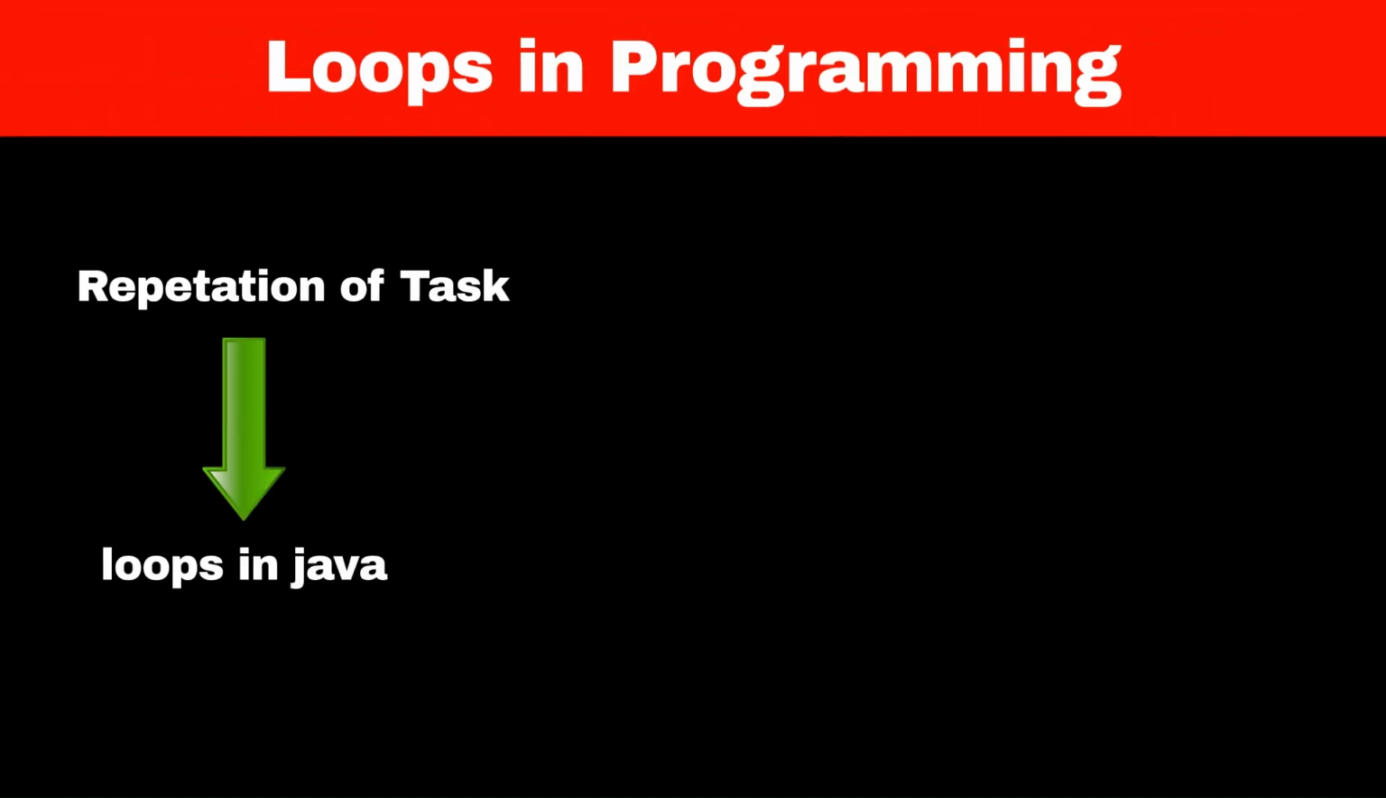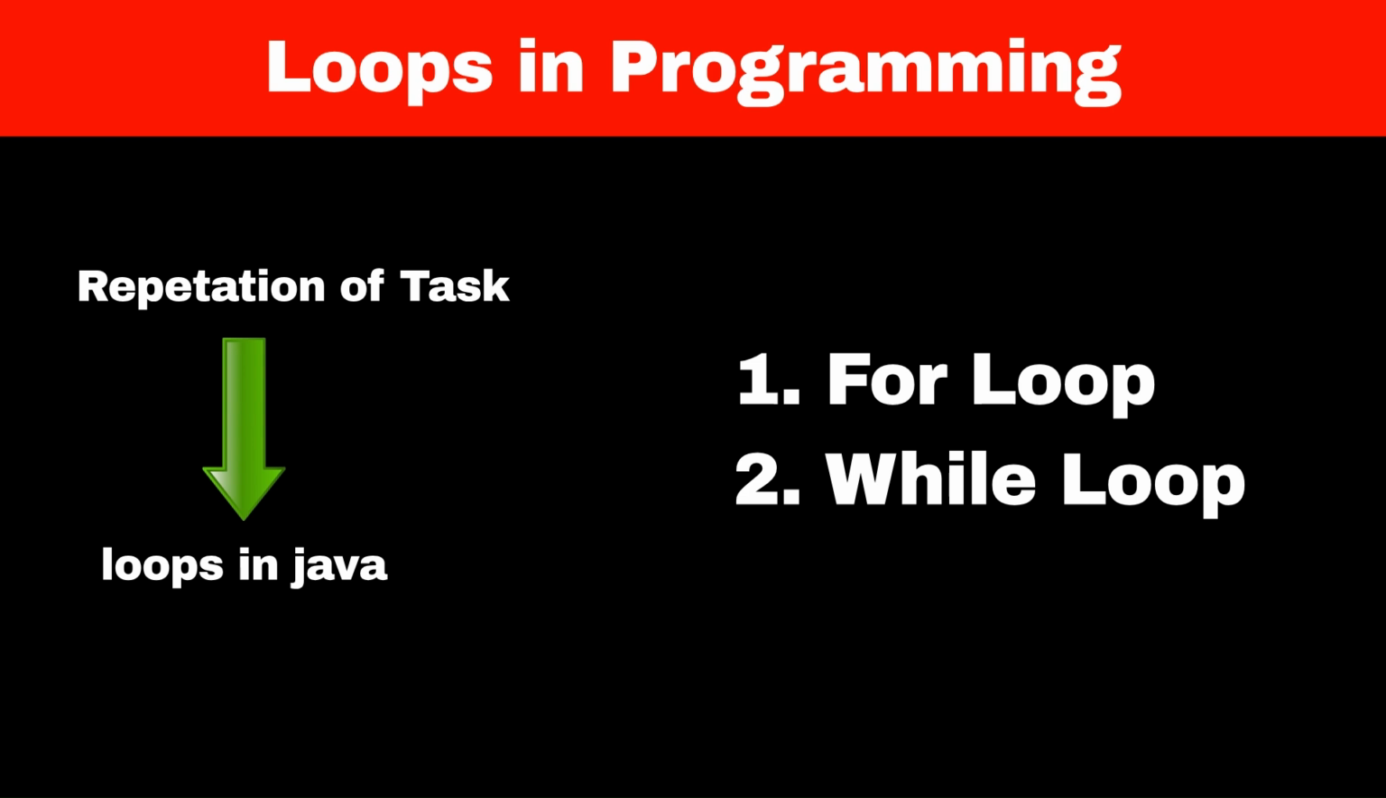Similarly in programming, if we want to perform a task again and again, we use a loop. A loop in Java is a handy tool that lets your program repeat a task multiple times. We can implement loops in Java in two ways. First is using a for loop and second is using a while loop. In this video, we will focus on the for loop.